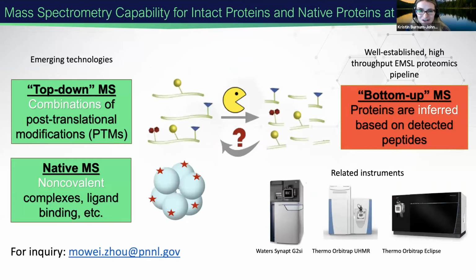So this slide depicts our top-down intact protein measurements. If you look at the right of the slide, bottom-up proteomics, it states it's well established. We know it's a high throughput pipeline that analyzes peptides. It works well for the majority of our Agile Biofoundry applications, but as an emerging technology, top-down mass spectrometry visualizes the combination of PTMs on a single protein. And also, native mass spectrometry captures non-covalent interactions, such as complexes, to visualize ligand binding.